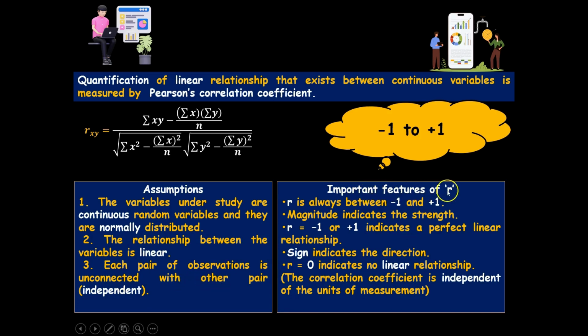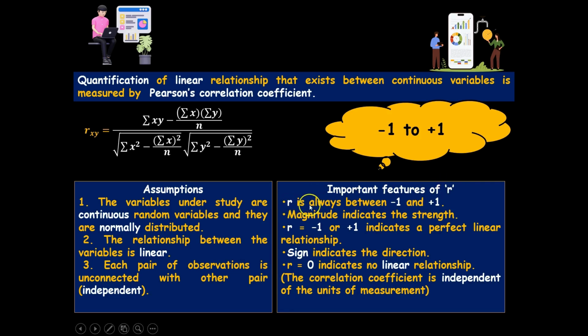Now, important features of this correlation coefficient, which is usually written as small r in case of samples we are dealing with, and if we are dealing with the population, then we change this r to rho.